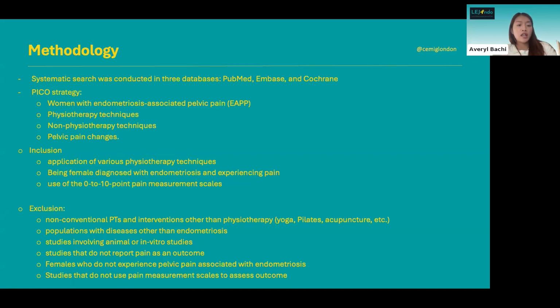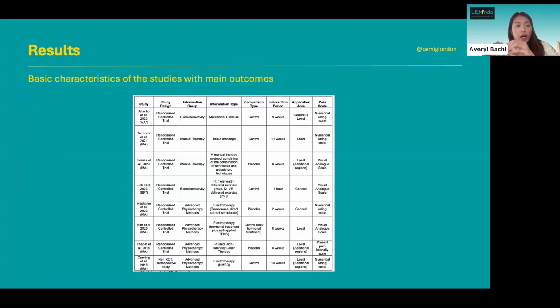In terms of exclusion, they excluded non-conventional physical therapies like acupuncture, yoga, Pilates, population with disease other than endo, those with endo and not having pain, studies involving animal or in vitro studies, studies not reporting pain as an outcome. Okay, next slide, please. So they used PubMed, Embase, and Cochrane database. There were 2 independent reviewers, and in the end, 8 papers were eligible for the study. 7 were RCTs, 1 was retrospective, and the total sample size was 433 patients, ranging from 30 to 154 participants.